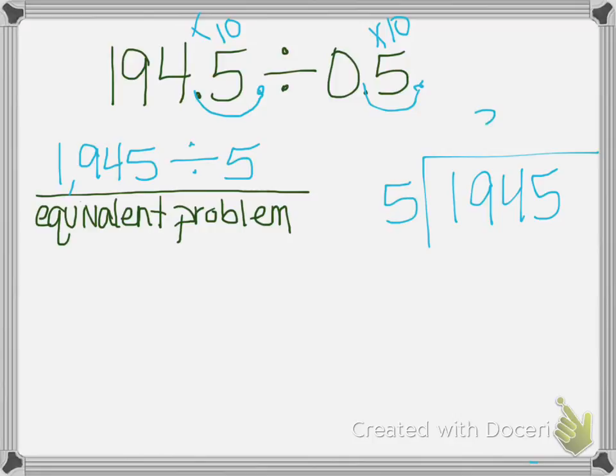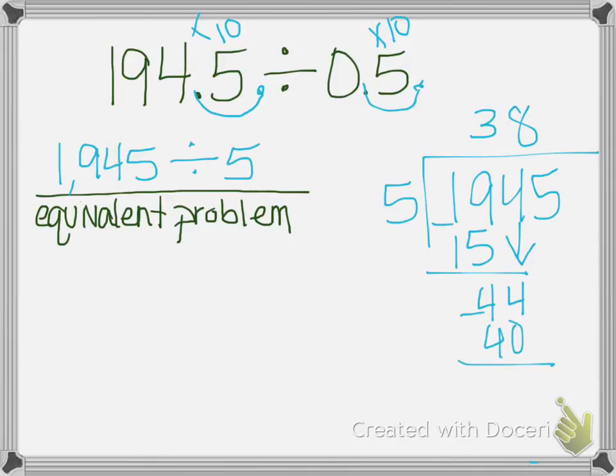5 goes into 19 3 times. 3 times 5 is 15. Subtract 4, bring down the 4. 5 goes into 44 8 times. 8 times 5 is 40. Subtract. Bring down the 5. 5 goes into 45 9 times. And since it goes in perfectly, we don't have a remainder, so our answer is 389.